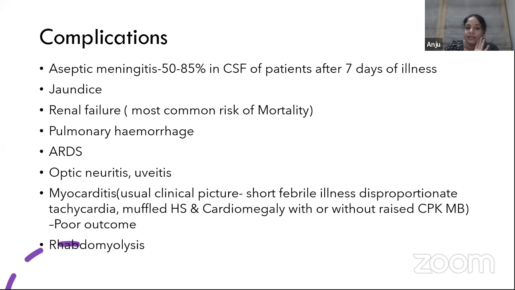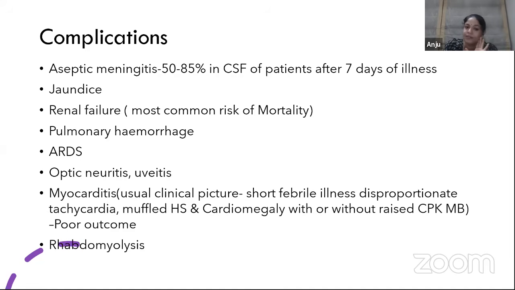Complications, though rare in children, are also seen. In around 50 to 85% of patients, aseptic meningitis is found in the CSF after the 7th day of illness, but it recovers without any sequelae. Jaundice and renal failure are also seen. Though renal failure is not a common finding, it is the most common risk of mortality in children. Pulmonary hemorrhage and ARDS can also occur. Optic neuritis and uveitis have also been reported.